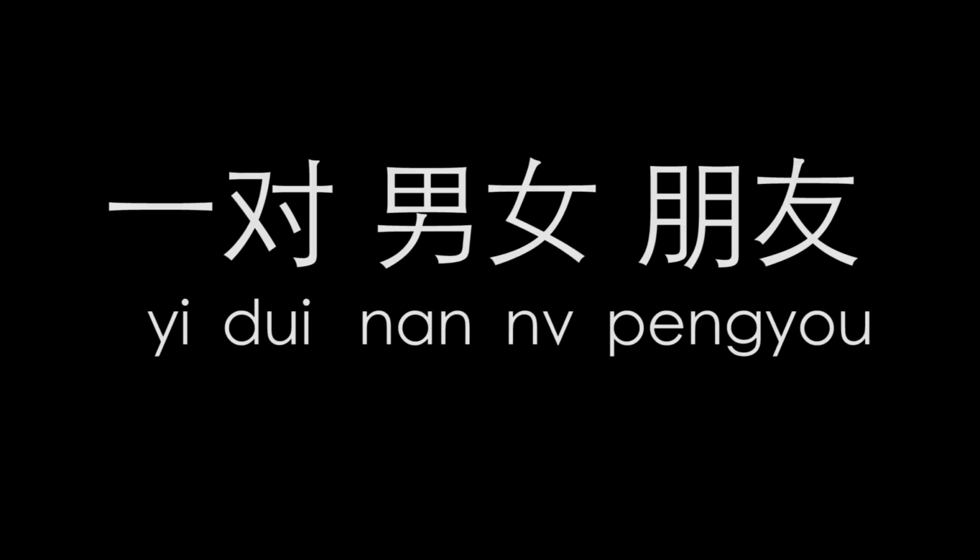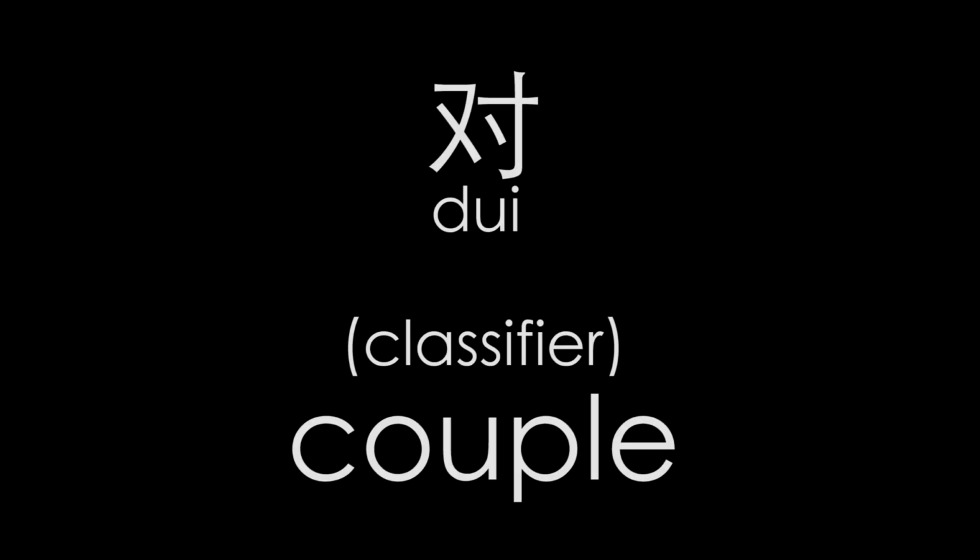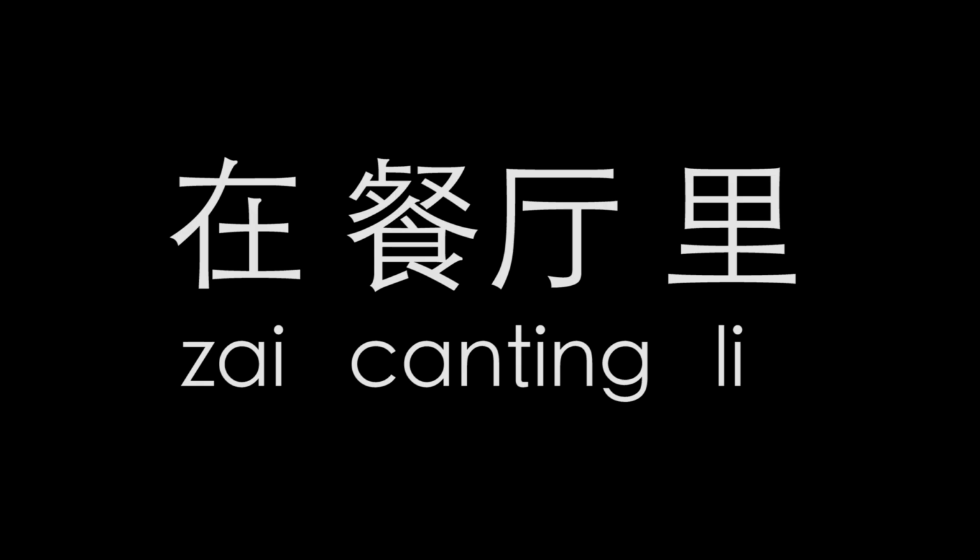Then the lady says, 一对男女朋友. 一, that is one, or the article, a. As you know, 男朋友 means boyfriend, and 女朋友 that is girlfriend. So 男女朋友 that means a boyfriend and a girlfriend. The word 对 is a classifier, which is used for nouns that describe two things that belong together but are not identical. In English, that would be a couple. Then she says, 在餐厅里.